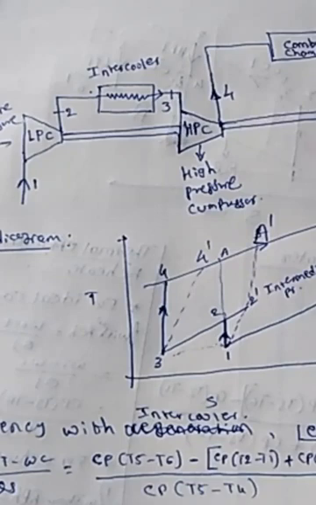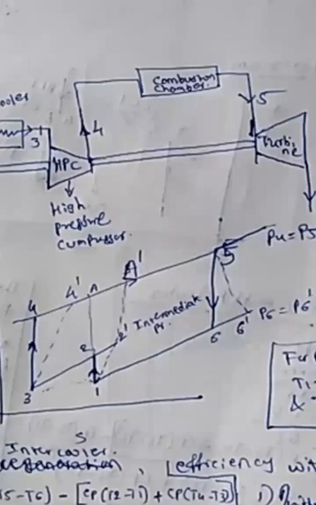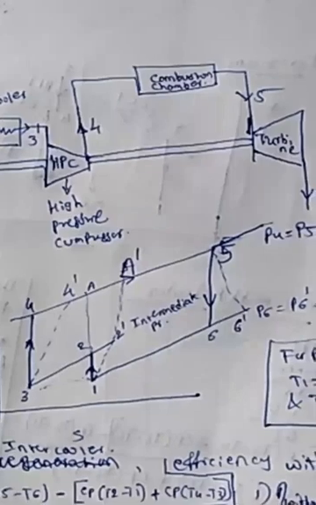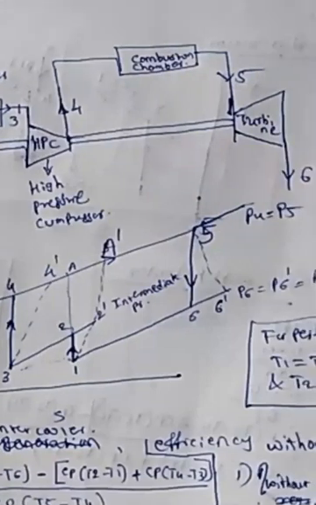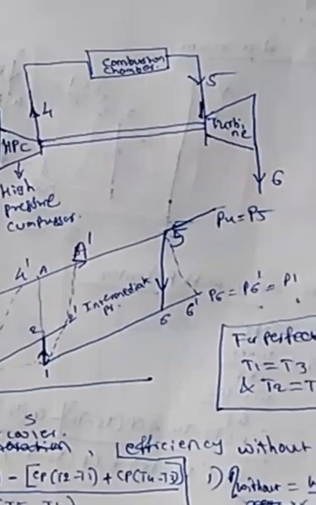At point 3 the air again passes to the high pressure compressor, and the temperature rises to point 4. Point 4 passes to the combustion chamber, where heat addition takes place from 4 to 5, so temperature and entropy increase. At point 5 there is an expansion process in the turbine, 5 to 6, which is ideal. Then 6 to 1 is the heat rejection, where temperature decreases and entropy also reduces.